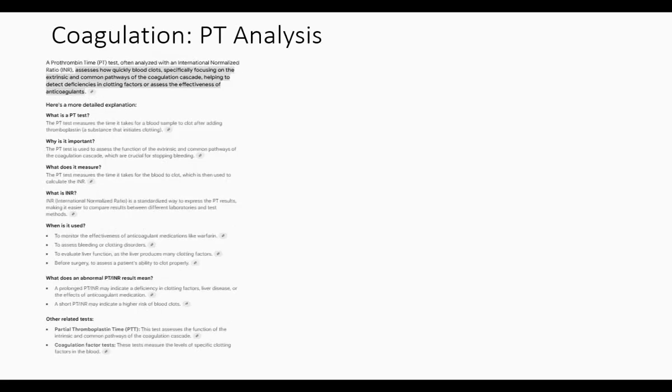PT analysis, this is a prothrombin time test. It has to do with the international normalized ratio, INR. It checks how quickly blood clots, specifically focusing on the extrinsic and common pathways of the coagulation cascade. What does it measure? It measures the time it takes for the blood to clot, which is then used to calculate the INR. When is it used? To monitor the effectiveness of anticoagulant medications, to assess bleeding or clotting disorders, to check liver function, and so on.